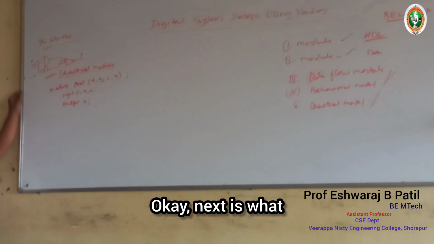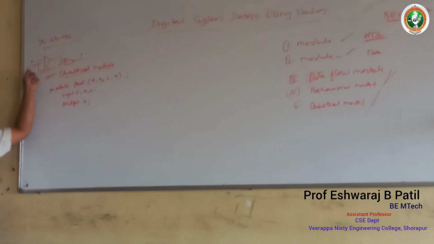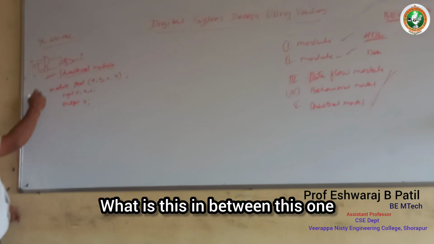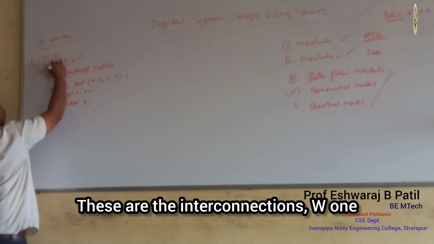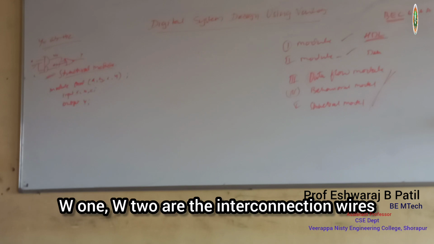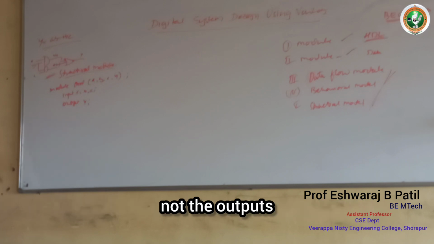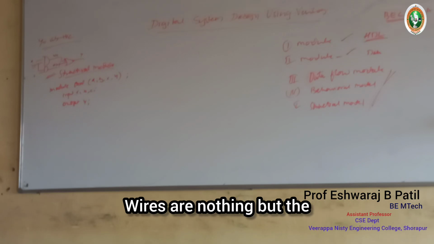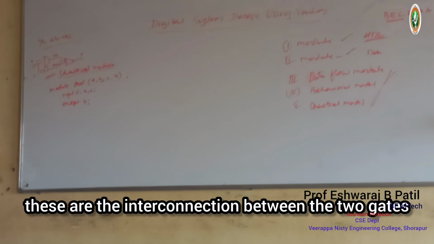Okay, next is what? These are the inputs, this is the output. What is this in between? These are the interconnections, W1, W2. W1, W2 are the interconnection wires, not the outputs, not the inputs here. We call these the wires. Wires are nothing but the interconnection between the 2 gates.